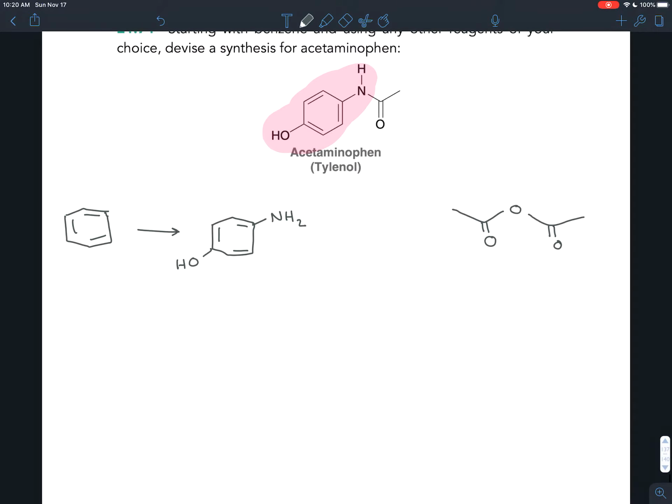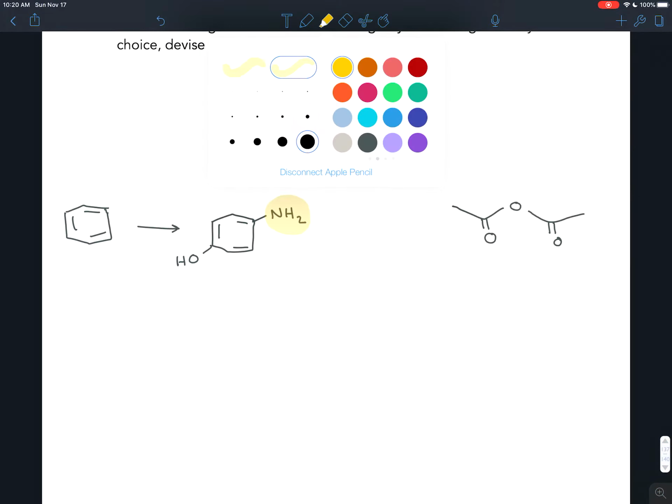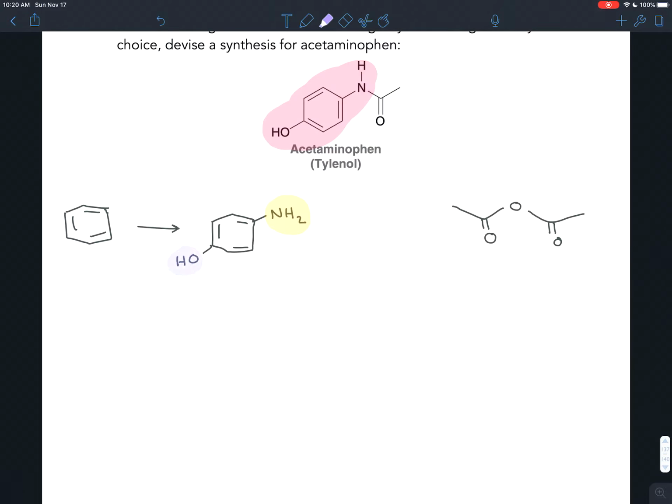Well, we want to put two things onto this benzene ring. We want to put a nitrogen, an NH2, and we want to put an OH. And those are going to require very different types of reactions. First, the nitrogen. We only learned one way to put a nitrogen onto a benzene ring, and it was nitration. That used nitric acid, HNO3, and sulfuric acid, H2SO4, to put an NO2 onto the ring.